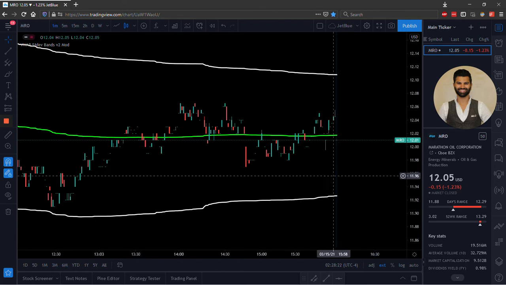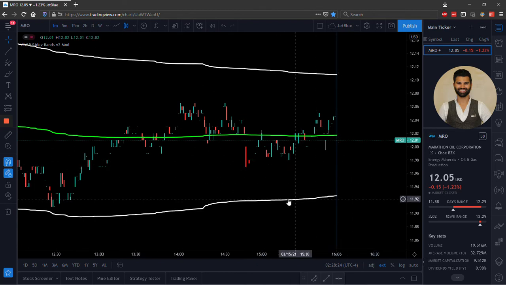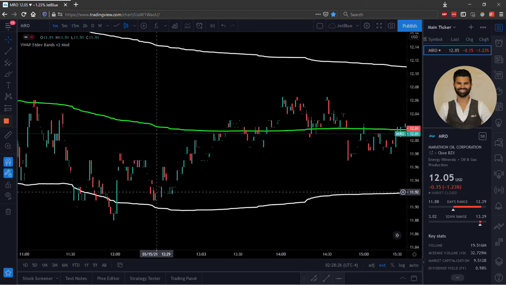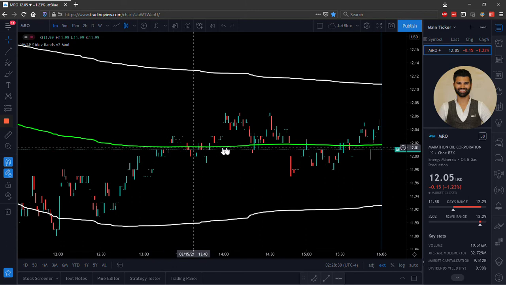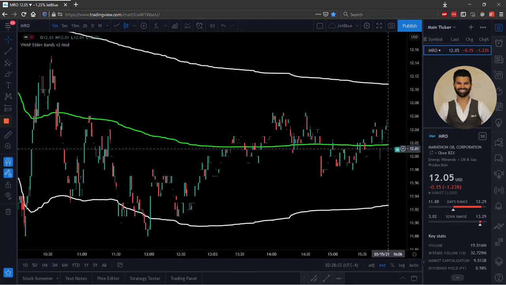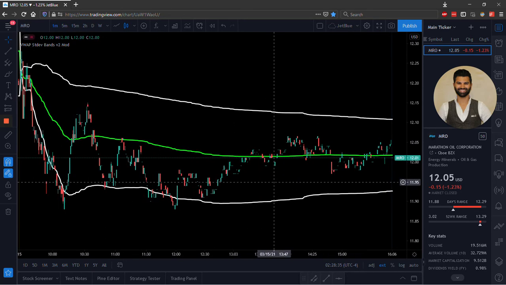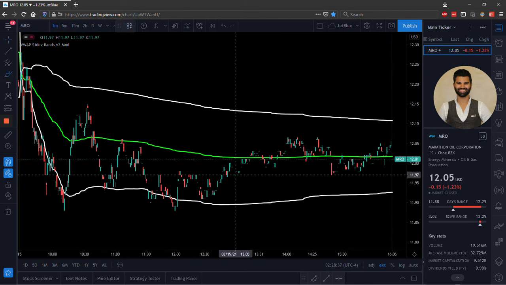So for example, lower VWAP support, if the candles are here, it becomes support in this area. This will become resistance if the candles are here. Let me show you. So I call this region the A.